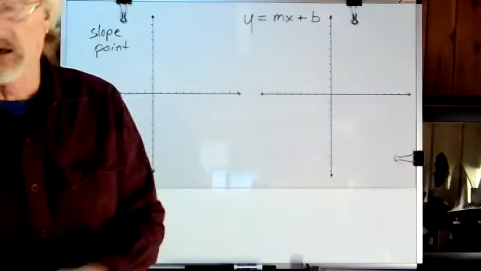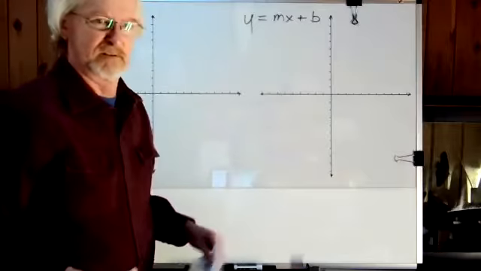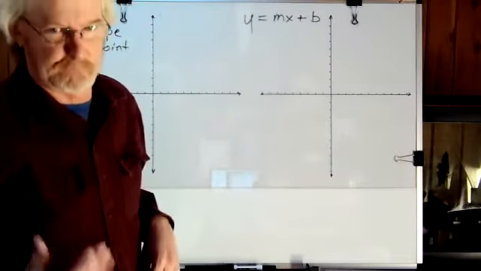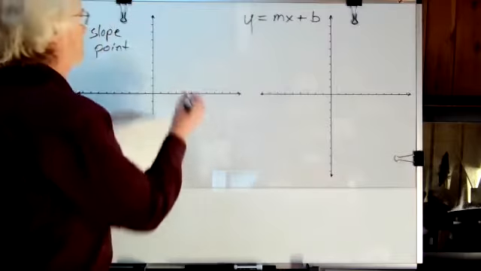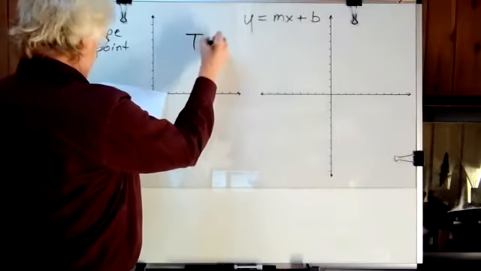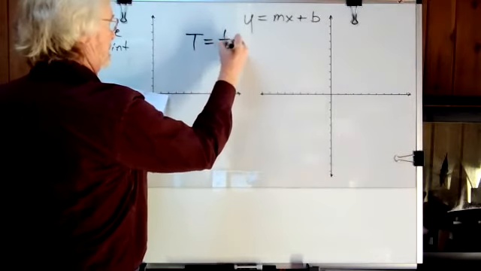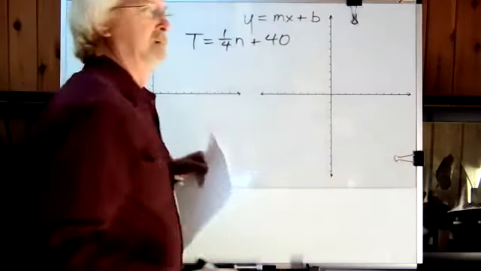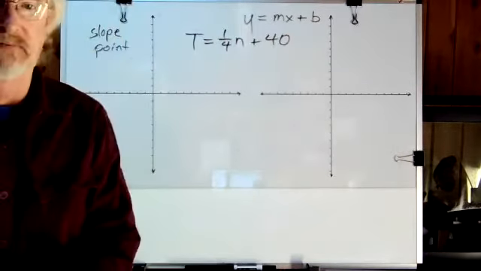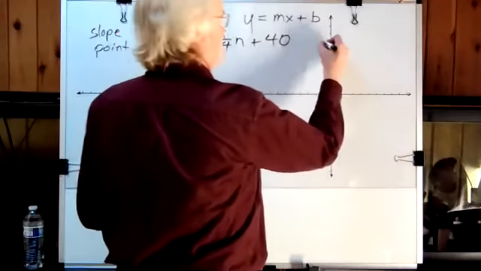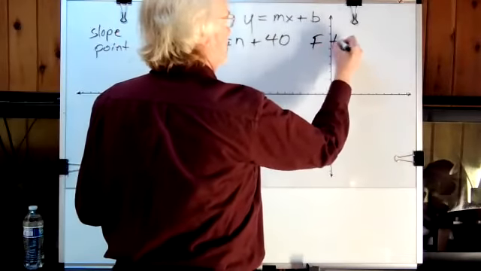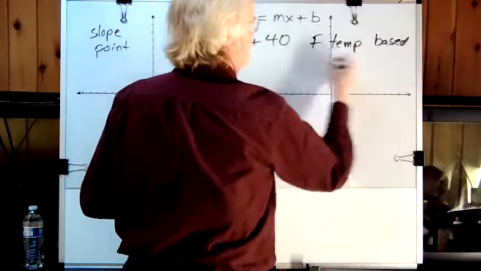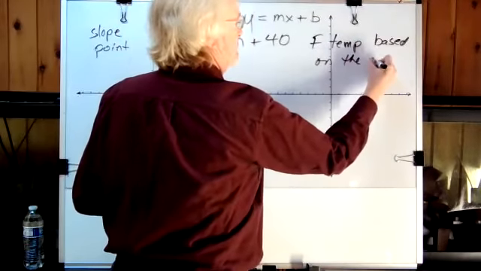Here's an interesting one. I kind of like it because it's a true fact kind of science question. All right. There's a certain kind of cricket out there. And this equation describes the temperature in Fahrenheit based on the number of chirps.